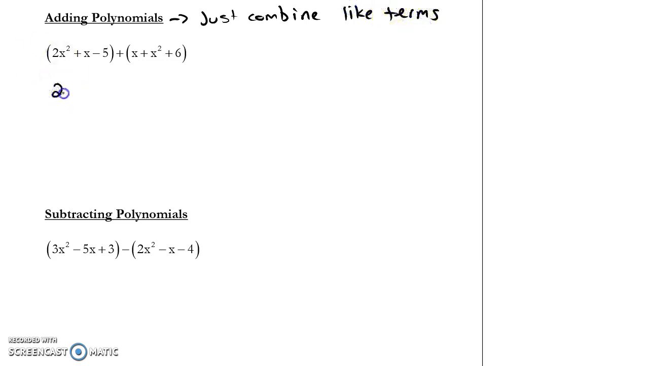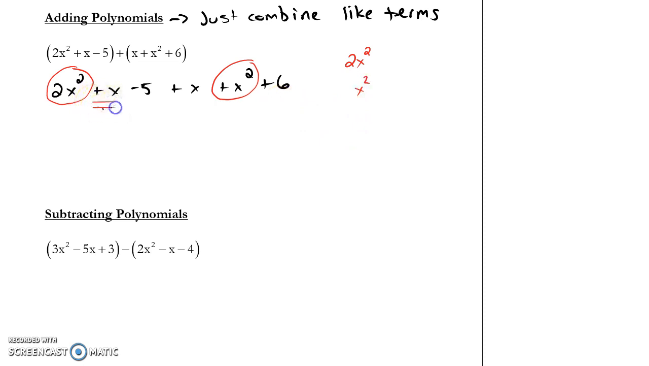It's the same as if I had given you 2x squared plus x minus 5 plus x squared plus 6. Everything stays exactly the same. Now I'm finding my like terms. Always start with the biggest exponent term. 2x squared, and include the sign in front, that's positive, plus x squared. 2x squared plus x squared. You can write these off on the side if you want to kind of group them. You have a 2x squared in one term and an x squared in the other. Those are like terms.